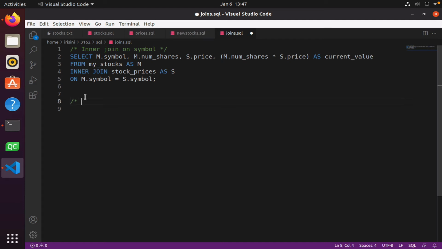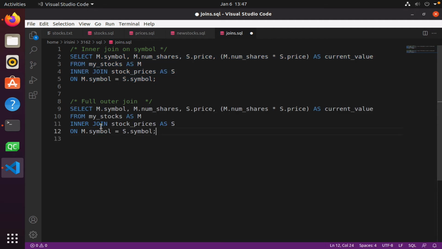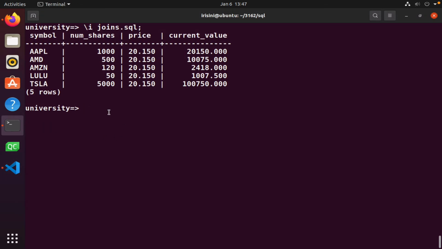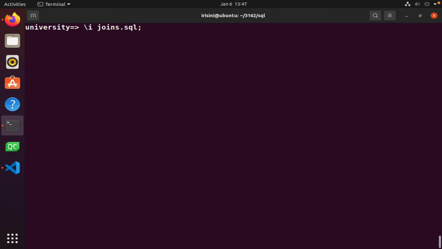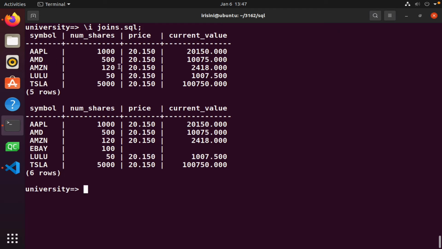Okay, so how do we make an outer join? We're going to call this a full outer join. So I'll just copy this. And so instead of having inner, I'm going to say full outer. And I could load my file again. All right, so this was the inner join at the top, and this is the full outer join.